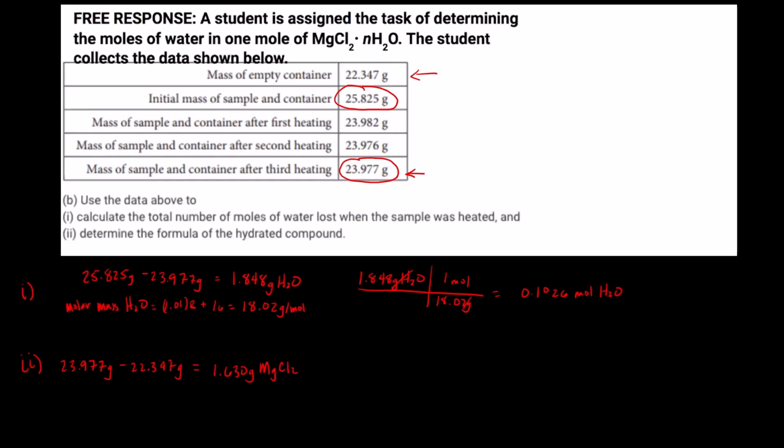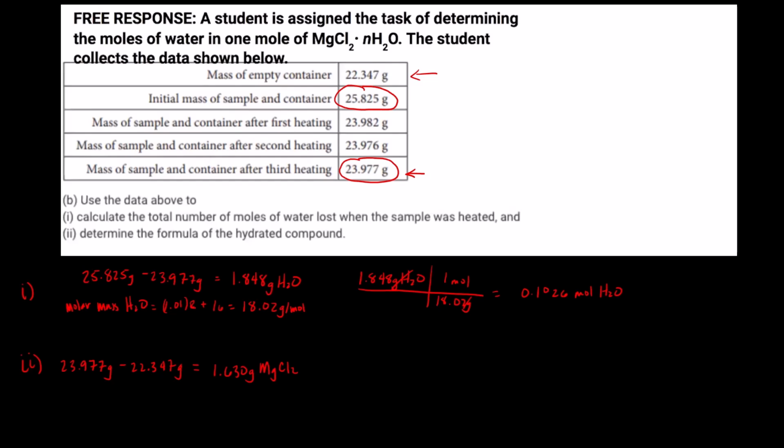The mass of the sample in the container after the third heating should just have the MgCl2. It shouldn't have any water in it. And if we want just what's in that container, all we have to do is subtract the container. We have the mass of the empty container that we found first, so we just subtract that number from it, and that should give us the mass of the anhydrous MgCl2, or the MgCl2 with no water in it.